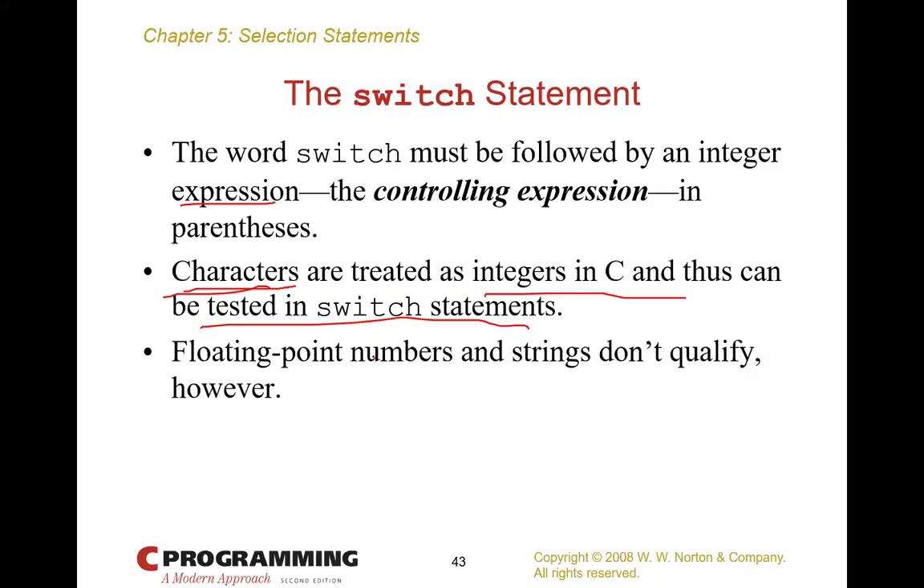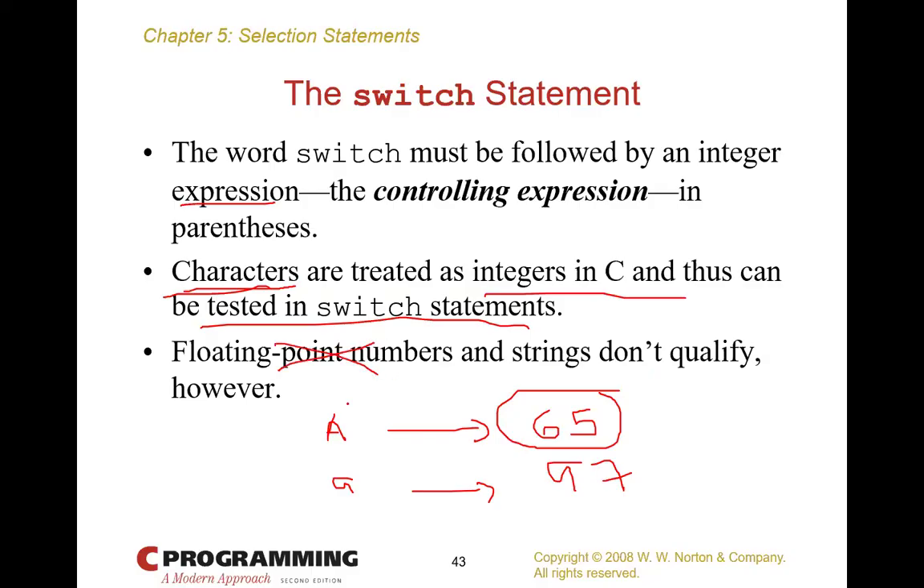Why? Because A actually in switch statement is 65. A is integer 65 in ASCII. A is, I think, if I remember, 97 in ASCII. So if you try to switch using A, even though you are writing A, the compiler is saying 65, and 65 is an integer, so it would work. Floating point and strings must not be used to control the expression.